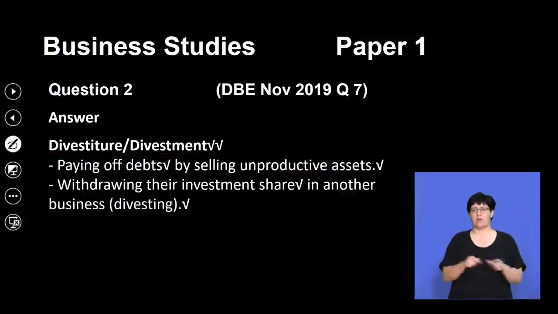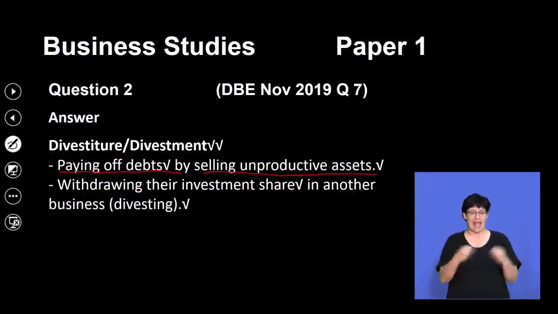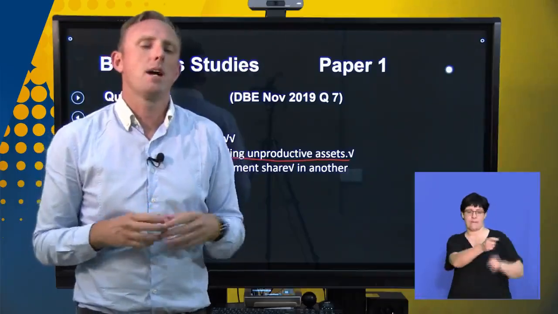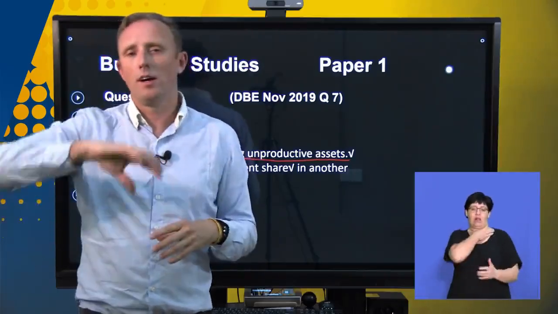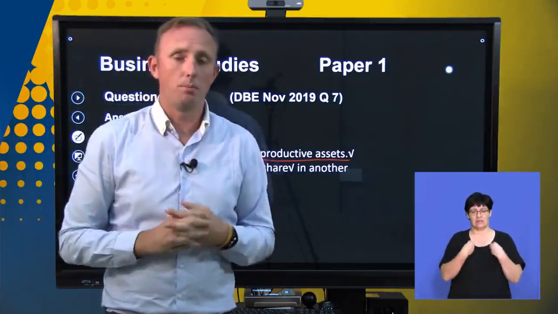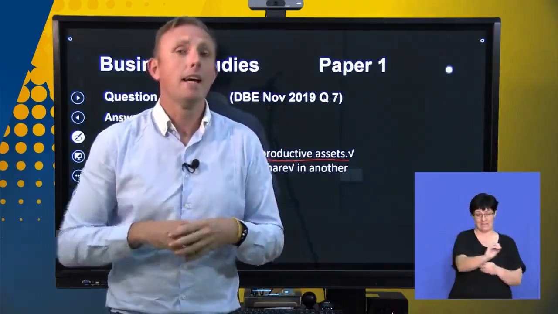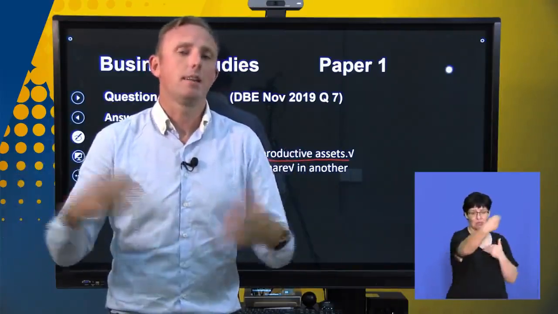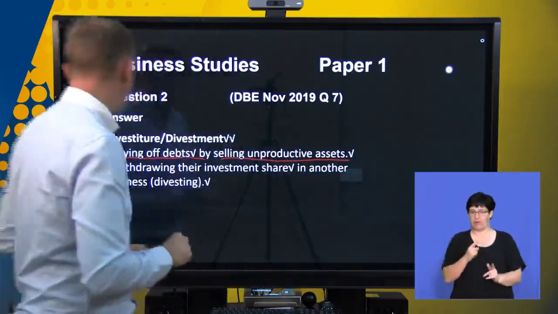And then with the divestiture, we could be paying off our debts by selling unproductive assets, right, to ensure that we aren't in a massive debt trap. So we sell off a whole bunch of our assets to help pay off our debt. Remember that when you're in debt, you're going to be paying interest on that, and that's money that is going out of the company that the company can't take advantage of.